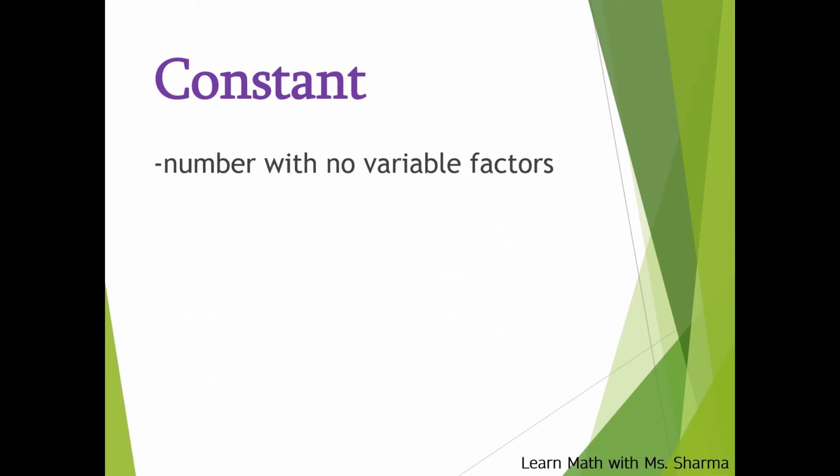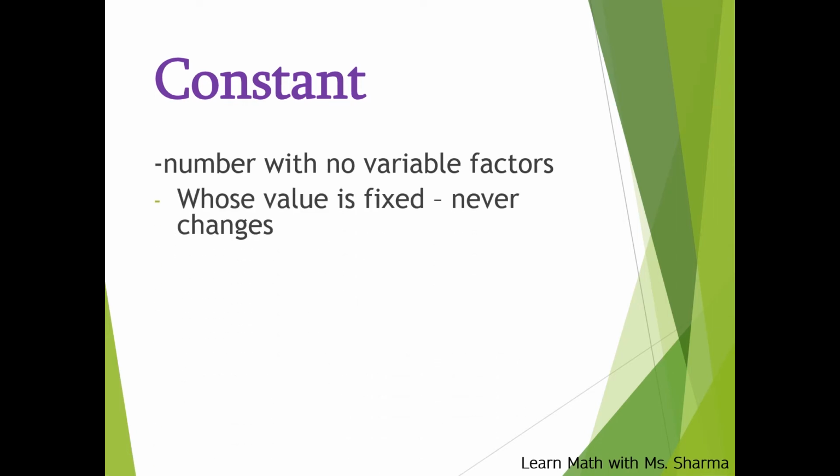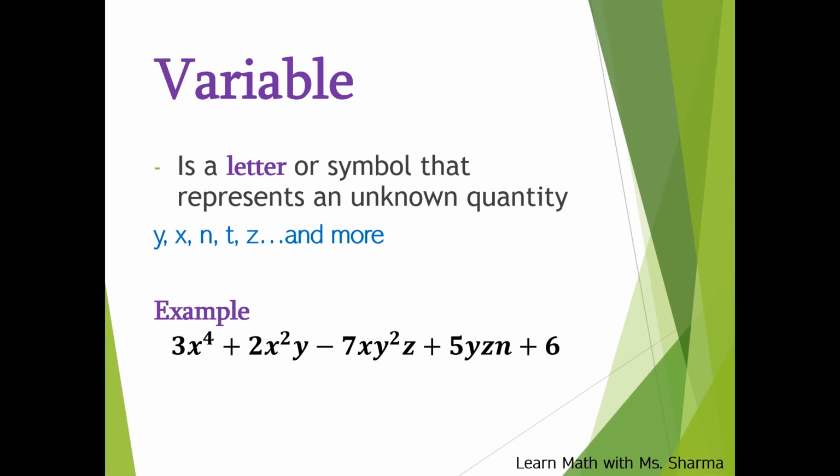Constant. Number with no variable factors, so does not have a variable, whose value is fixed, never changes. Example, if 3x squared plus 2x minus 5, constant is minus 5. It does not have a variable. Variable is a letter or symbol that represents an unknown quantity. You can use any letter, y, x, n, t, z, and more. Example, 3x to the power 4 plus 2x squared y minus 7xy squared z plus 5yzn plus 6. The variables are x, y, z, and n.